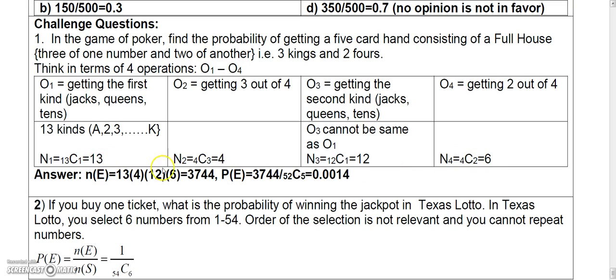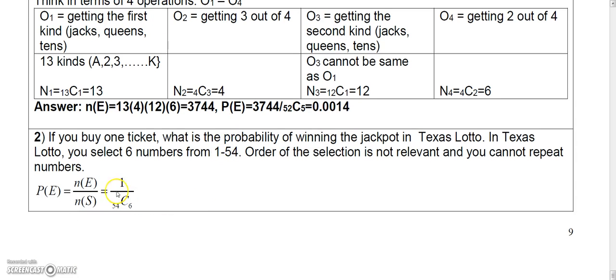Then we have to multiply each of these operations together, and you get 3,744. And then if you divide it by 52 choose 5, you get 0.0014. Now, I think I've already done this one in the notes and showed you that there's only one way to win at Texas Lotto. So I won't do this one again, but for the probability of winning the jackpot at Texas Lotto, if you buy a ticket, there's one way to win, and there's 54 choose 6 possibilities in Texas Lotto.